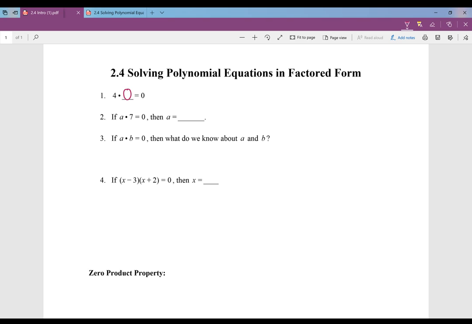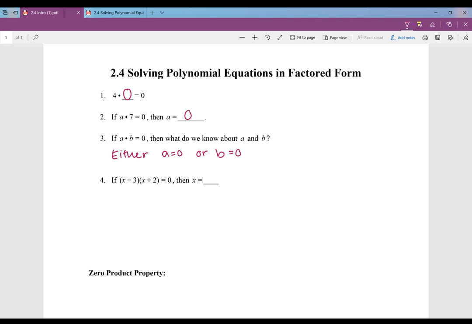If we look at number 2, if a times 7 equals 0, then a would have to equal what? Well, again, it would have to equal 0, because the only thing times 7 that equals 0 is 0. Now let's look at number 3. If a times b equals 0, then what do we know about a and b? Well, we know that anything times 0 is 0. So we know that either a equals 0 or b equals 0. Or both, right? Both could be 0 because 0 times 0 is still 0.